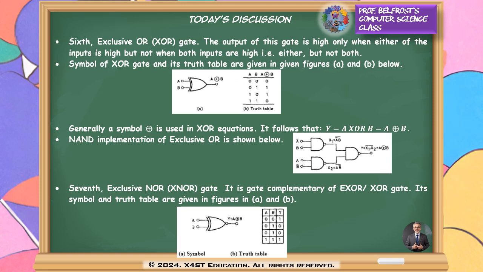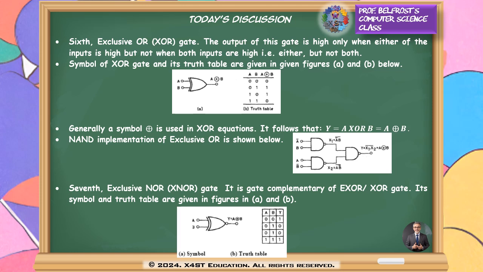The symbol of XOR and its truth table is shown in the slide. I want you to pay attention to the difference between XOR and OR, because sometimes it confuses. The symbol plus inside a circle is used for XOR equations, and it follows that Y equals A XOR B, which is A ⊕ B. Okay, so that's the XOR gate.